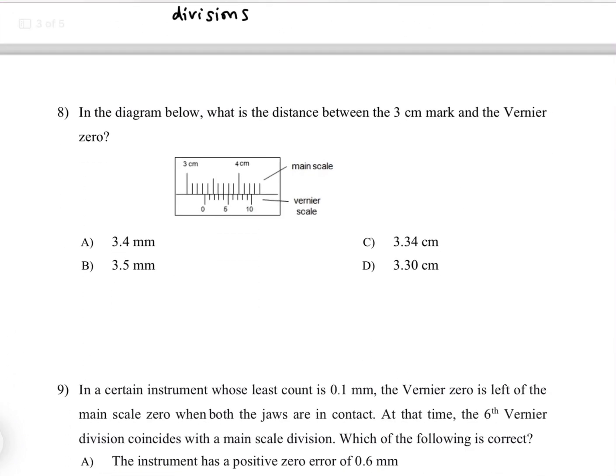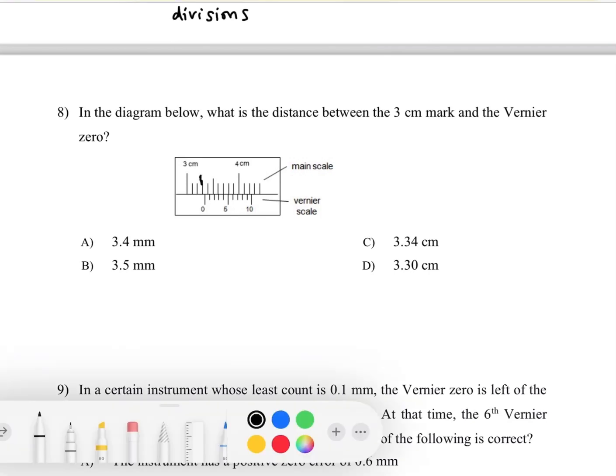8th, in the diagram below, what is the distance between the 3 centimeter mark and the Vernier 0? So if you carefully observe the diagram, Vernier 0 is between 3.3 and 3.4 centimeter on the main scale. Okay, so our answer is somewhere between 3.3 and 3.4 centimeter. And there is only one such option, option C.